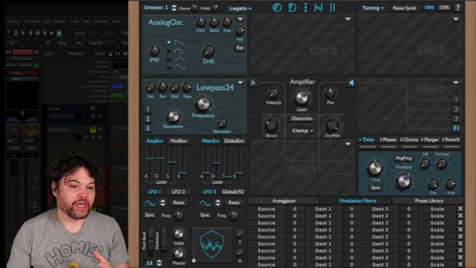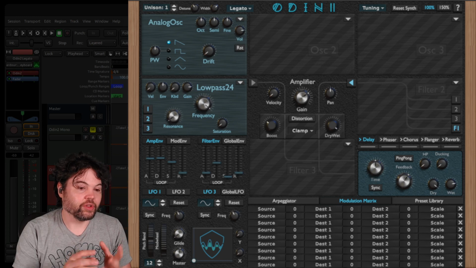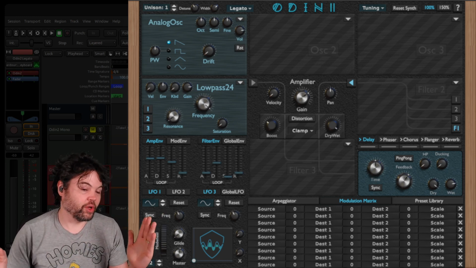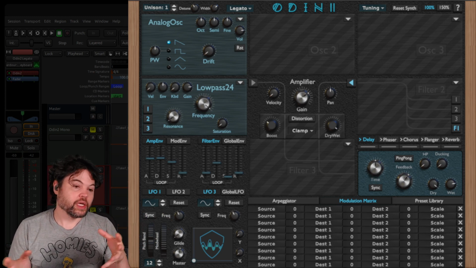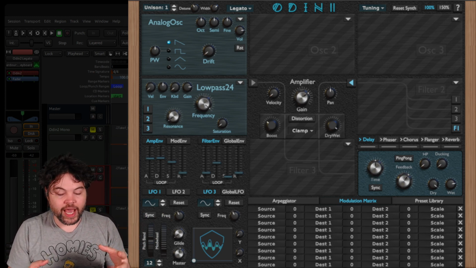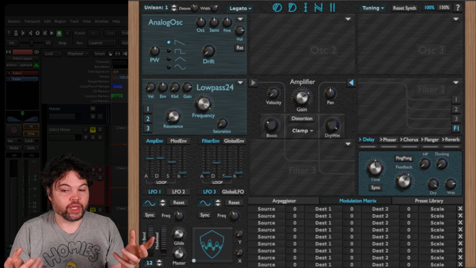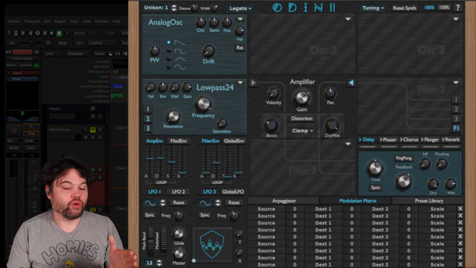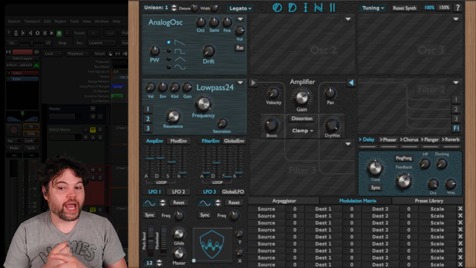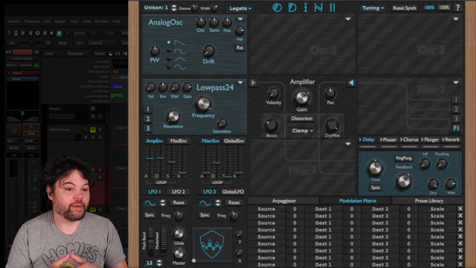So when we pick a saw wave, for example, that has a certain set of harmonics. In fact, it has every integer harmonic. A square wave only has the even-numbered harmonics. So they have different harmonic content, and therefore the filter will interact with them differently.